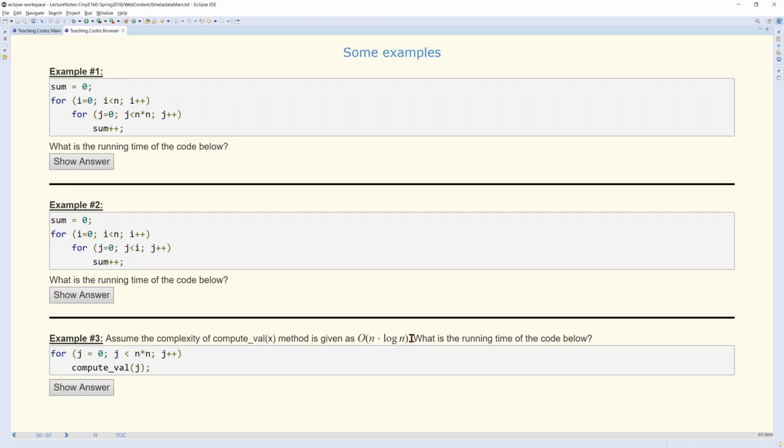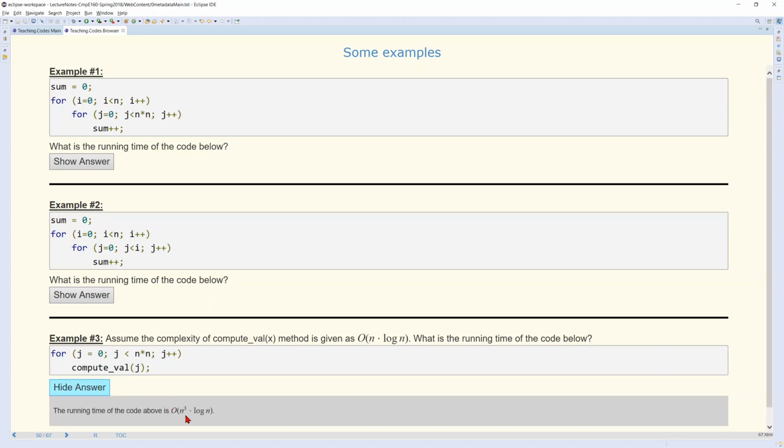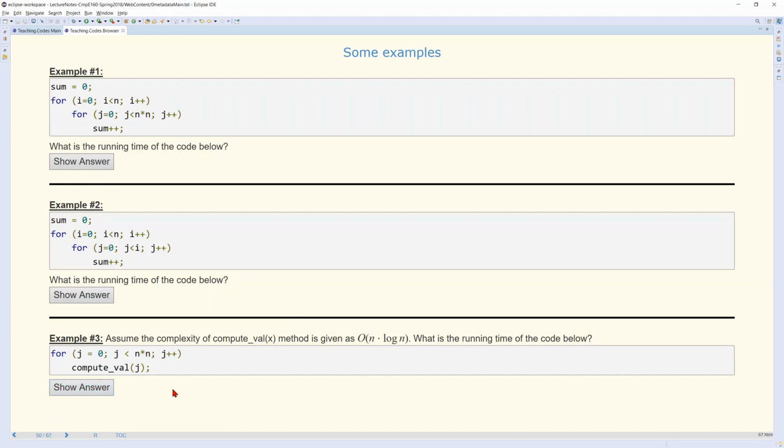But assuming that the complexity of that method is n log n, I'm calling that method n squared times. So the complexity would be n squared times n log n. Therefore, it would be n cubed times log n. So we say the complexity of the overall code segment here in example 3 is big O of n cubed times log n. Once again, remember that big O denotes the upper bound. We don't necessarily have to hit that value.